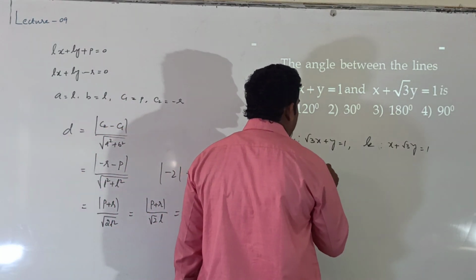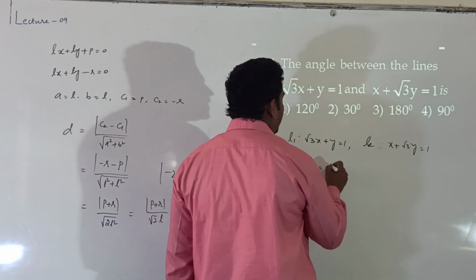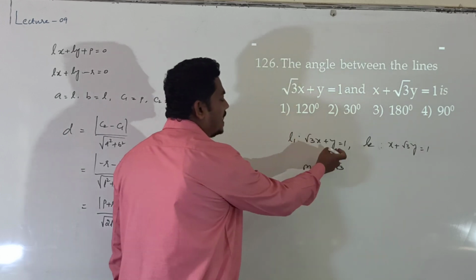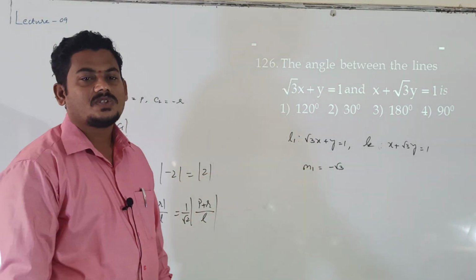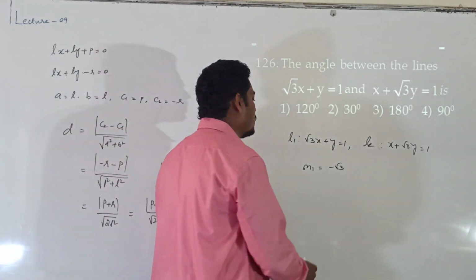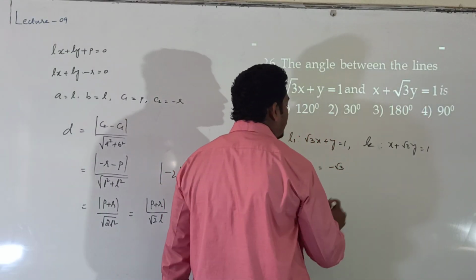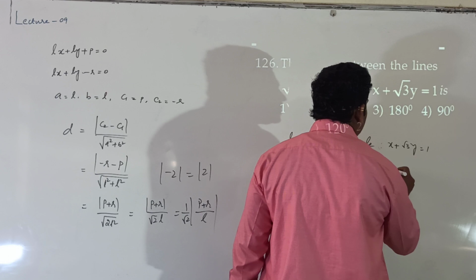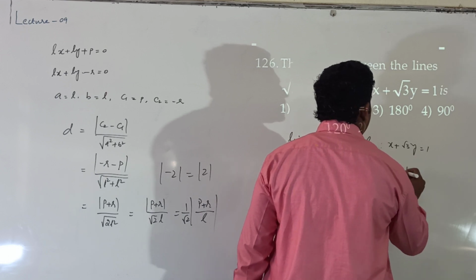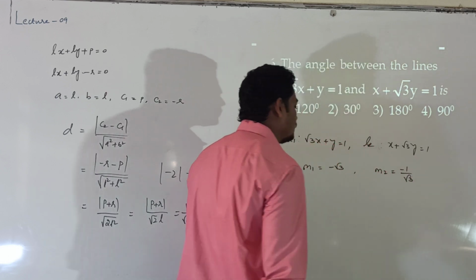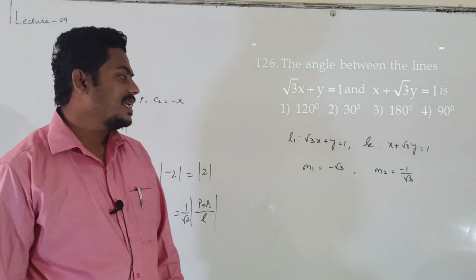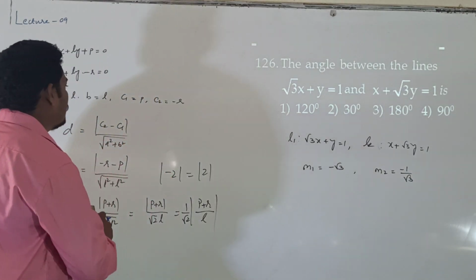Write their slopes. The slope of line 1 is minus root 3. It is like ax plus by plus c equal to 0, where minus a by b is the slope. So minus root 3 divided by 1. Then the slope of line 2, m2, is minus 1 divided by root 3. After getting their slopes, just use the tan theta formula.